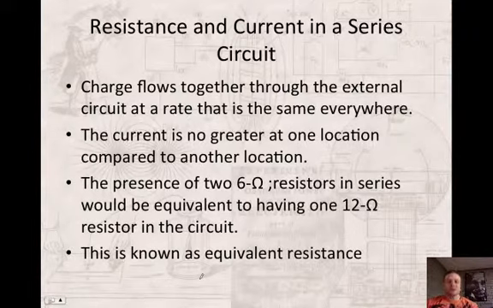As you add more and more resistors in a series circuit, the resistance continues to get bigger and bigger. If I were to put 2 6-ohm resistors in a series circuit, that would be the equivalent of having one 12-ohm resistor in that same circuit. That is known as the equivalent resistance, which is a formula we're going to talk about on the very next slide. But again, in a nutshell, the current is the same everywhere in a series circuit, but the resistance gets higher and higher as you add more resistors.